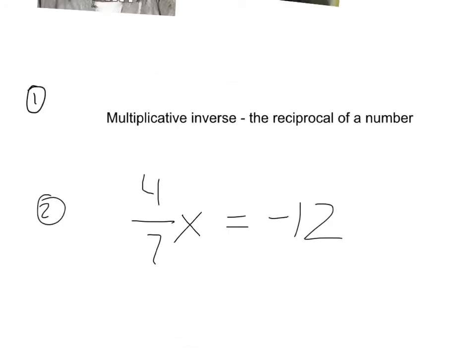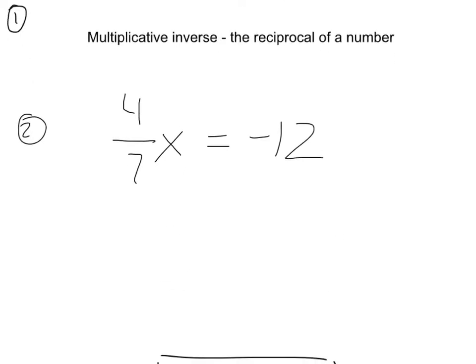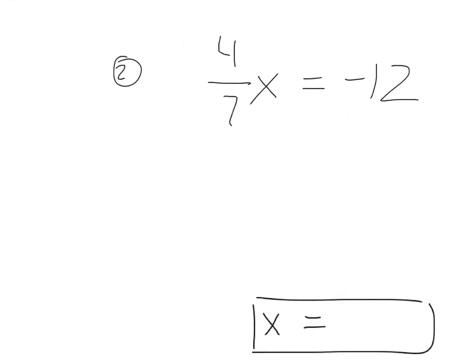Well, we use, again, the multiplicative inverse or the reciprocal. The reciprocal of what, though? Well, remember, the goal is to get x by itself. So here's what we're going to do. In order to get rid of that 4/7, I'm going to multiply by its inverse, which would be 7/4. So I'm going to multiply that whole thing right there by 7/4.